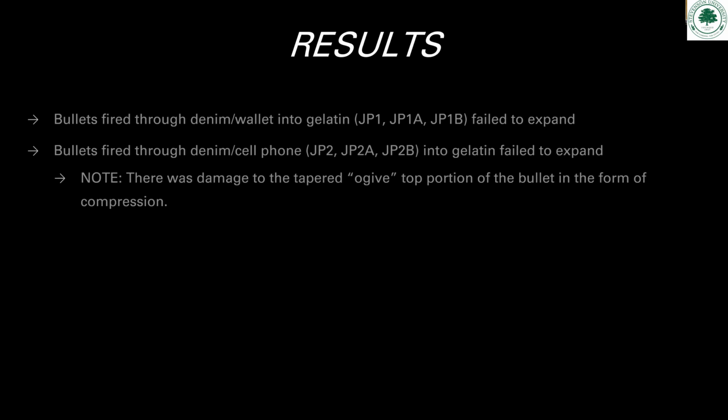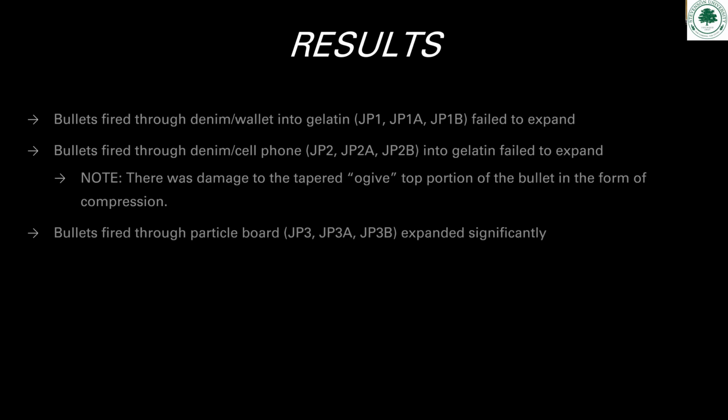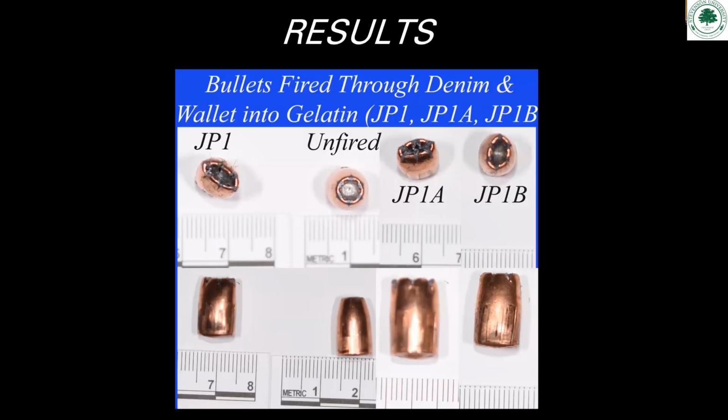But I did notice, contrary to the wallet, the bullet had a compression type of damage to it from hitting the hard material. That Gorilla Glass in the phone is very, very hard. So that was something that was different between the phone and the wallet, but they both failed to expand. Bullets fired through the particle board expanded significantly. Bullets fired through the sheetrock expanded significantly.